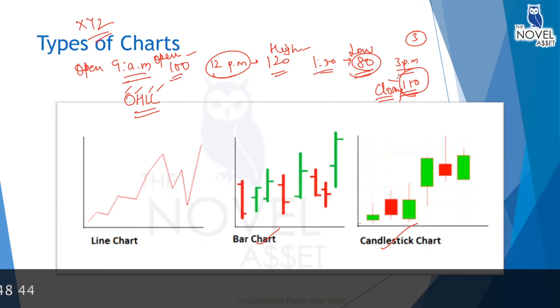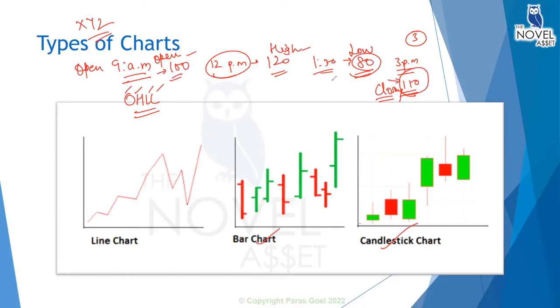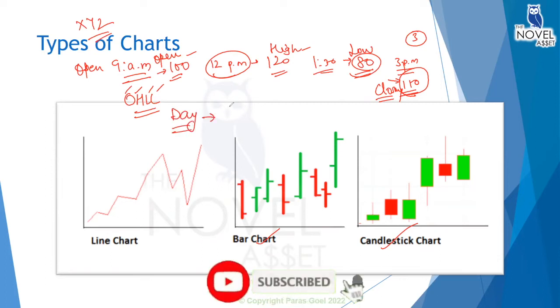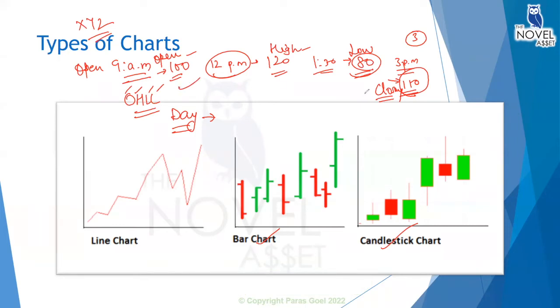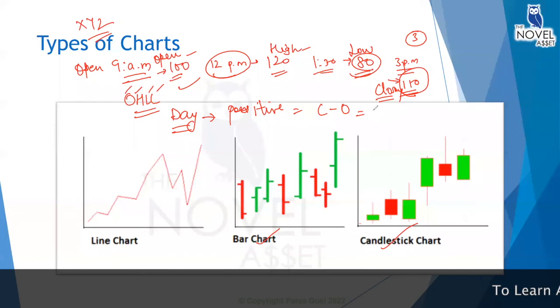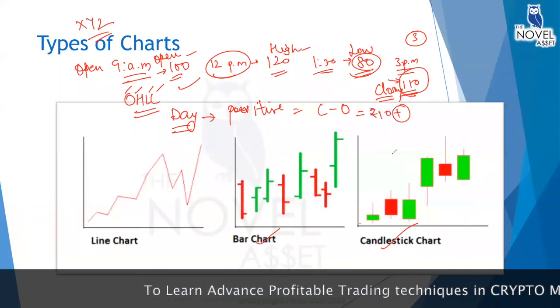Now tell me, if I compare these two, the open and the close price for the day, am I having a positive or a negative price increase? Am I having a positive movement or a negative movement in this day? Positive, right? How did you get this? By comparing the closing price minus the opening price. So it will say that the price is 10 rupees positive. Understood? The price went 10 rupees positive.